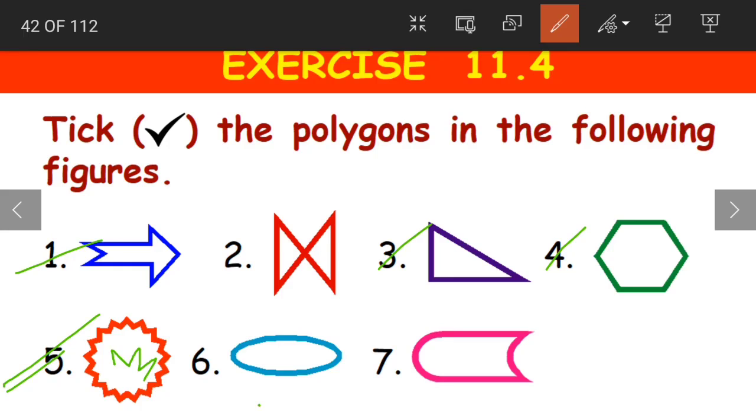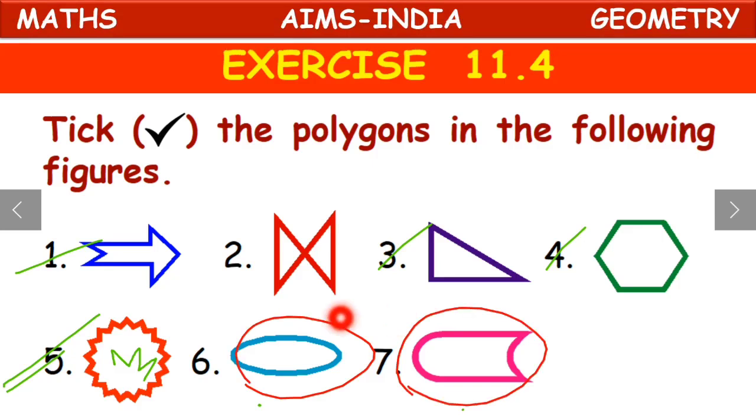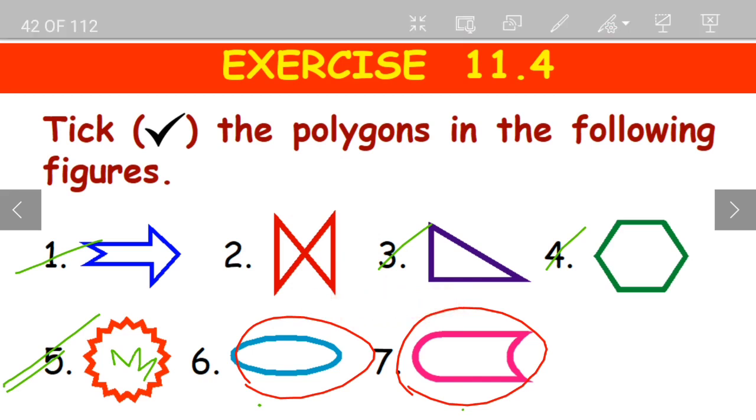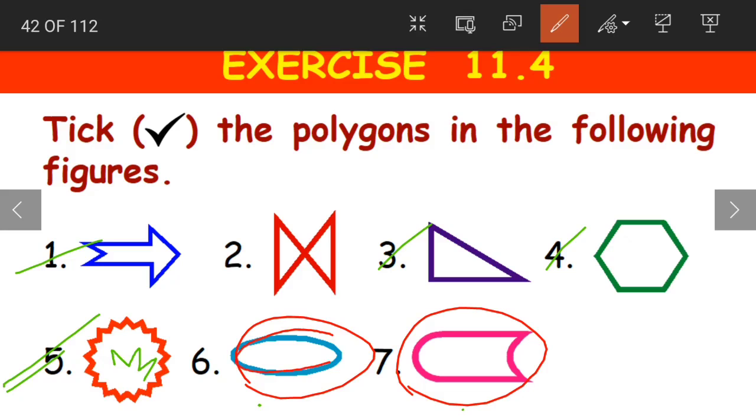Now coming to 6 and 7. Those 6 and 7 are both simple closed curves. Though these both are simple closed curves, these cannot be polygons. These are not polygons. Can you tell me why, children? Because they are made up of curves.